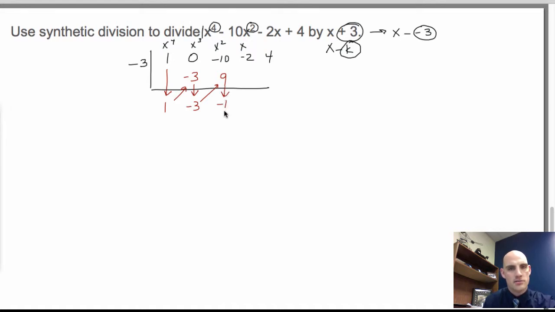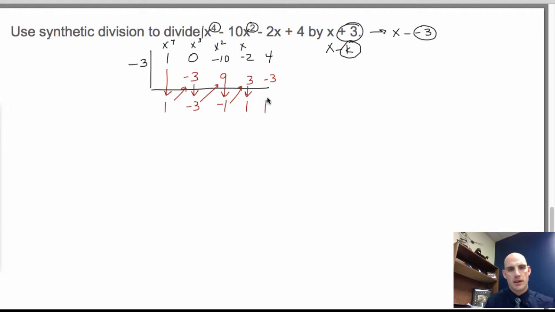So this is a minus 1. And I'm going to multiply negative 3 times negative 1. So that's going to be 3. Then I add to get a 1. Once again, I'm going to multiply negative 3 times 1. So that's minus 3. And when I add, I get a 1. Well, what does this all mean?